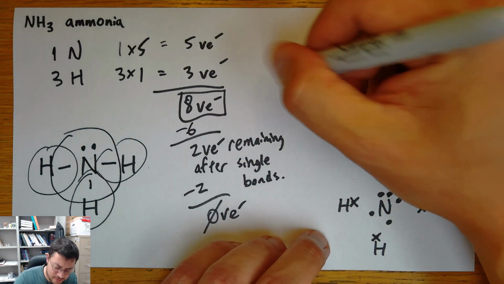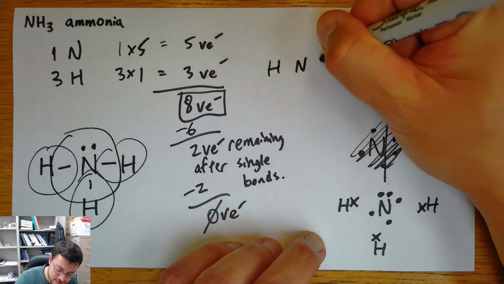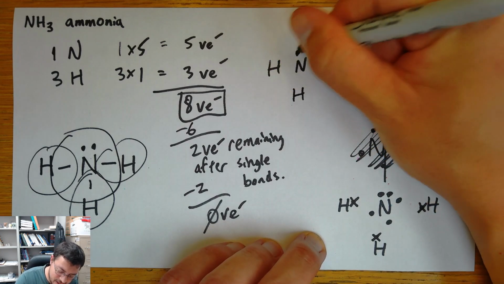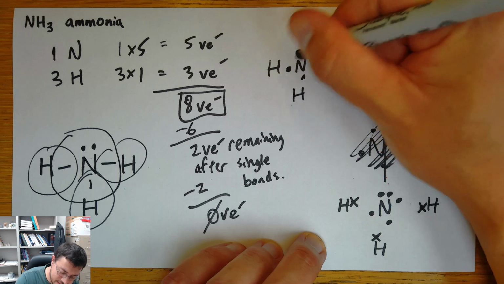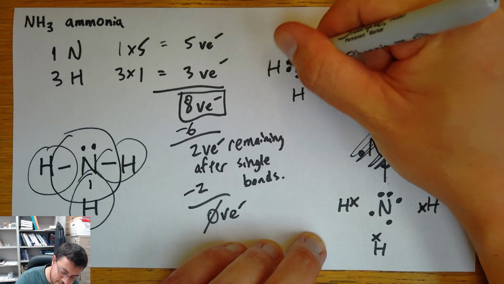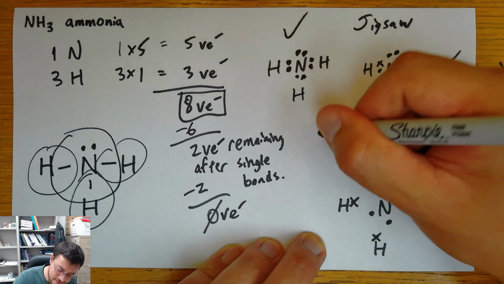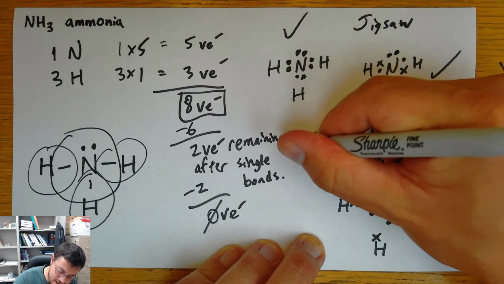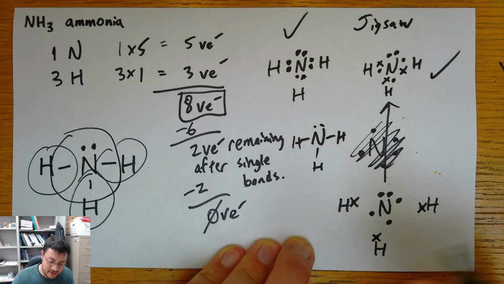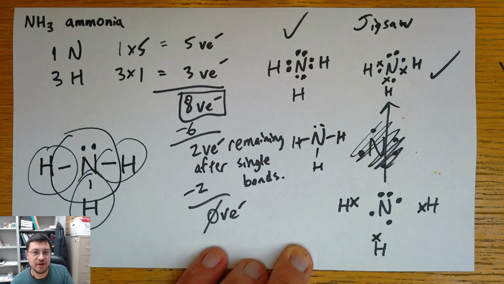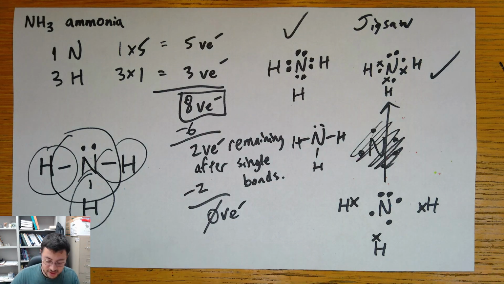Or maybe you would just show the electrons, but do away with the X's and dots. Whatever, they all mean the same thing to me. They're all good. We're just following octet, so we're happy. All right, that was ammonia.